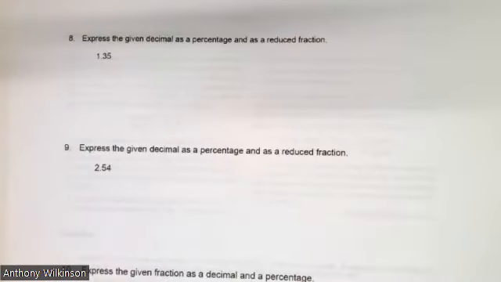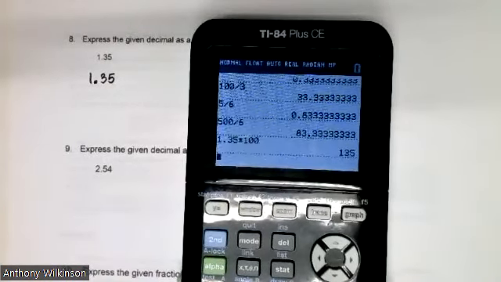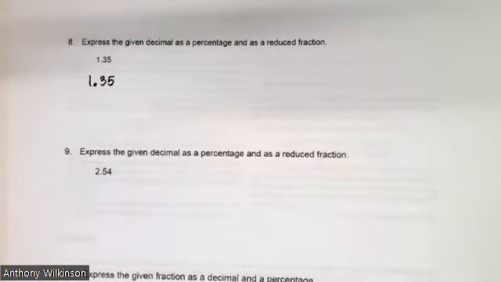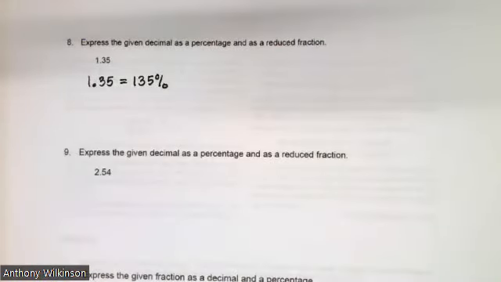All right, problem number 8. Let's say we want to express that given decimal as a percentage and as a reduced fraction. In this case, we got 1.35. Let's start with a percentage. Now you can do 1.35 in the calculator and multiply that by 100. You'll see you'll end up getting 135%. Or just move the decimal point 2 places to the right and include that percent sign.